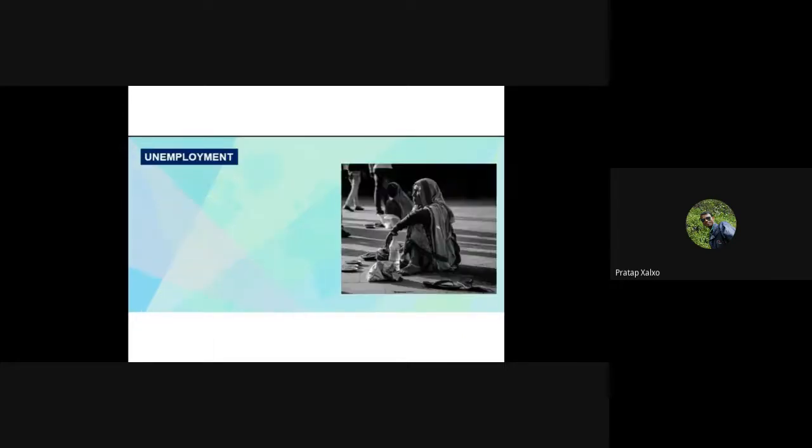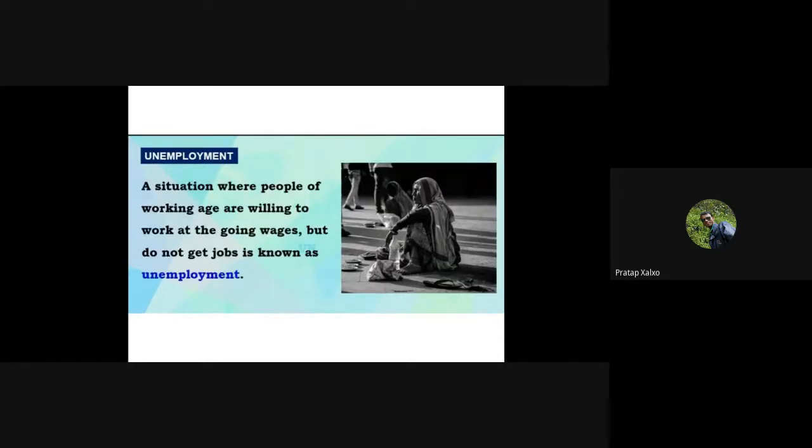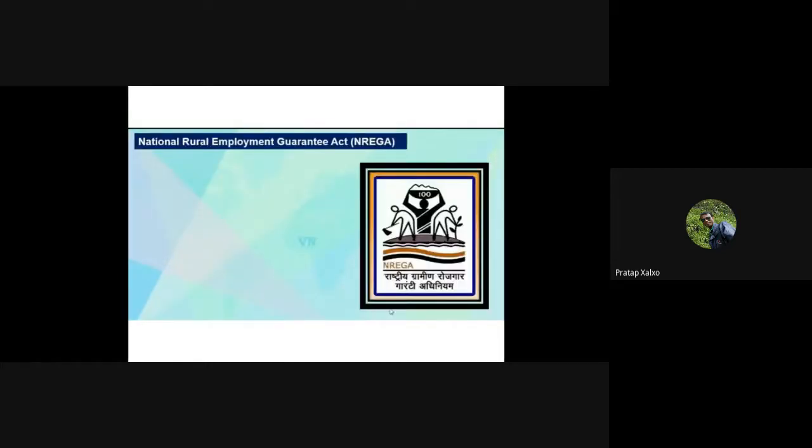So, what is unemployment? Unemployment is a situation where people of working age are willing to work at the going wages but do not get jobs. So, what is the government doing about it?